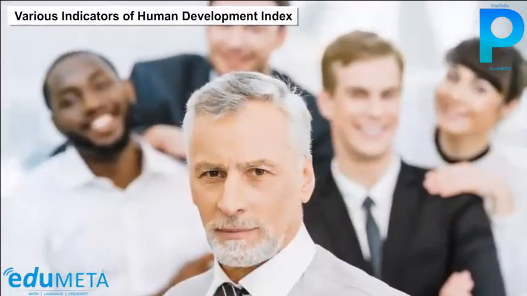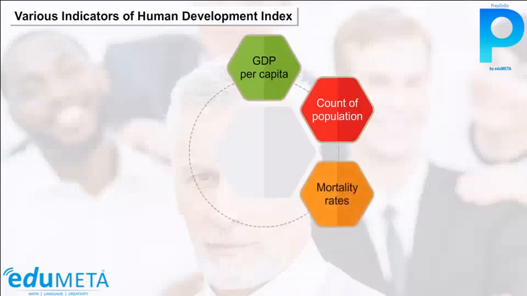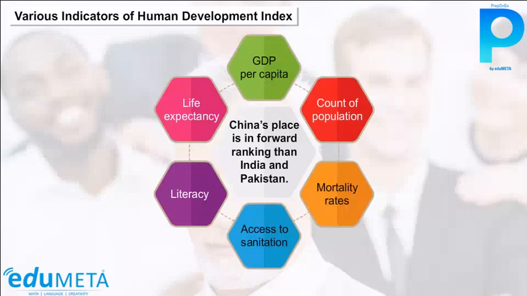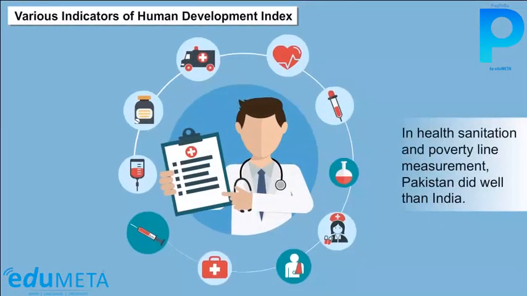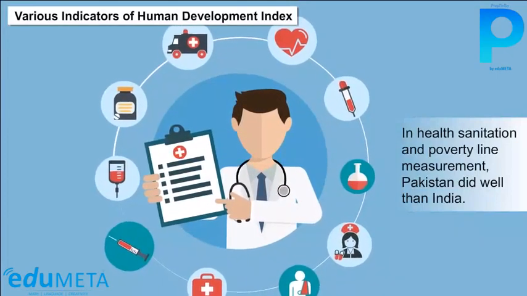Various indicators of Human Development Index: in GDP per capita, count of population below poverty line, and in the mortality rates, access to sanitation, literacy, life expectancy, and malnourishment, we can observe that China's place is in the forward ranking than India and Pakistan. In health sanitation and poverty line measurement, Pakistan did better than India.